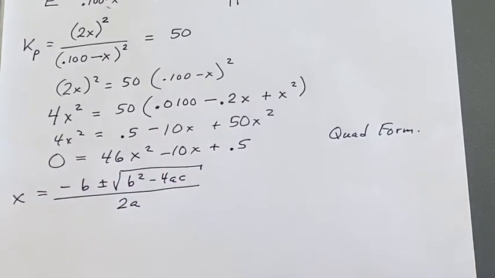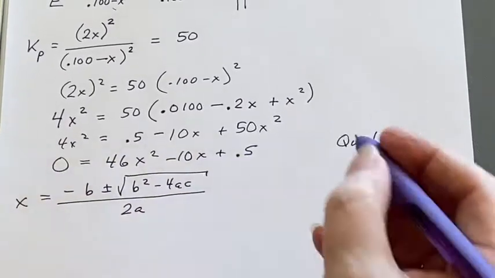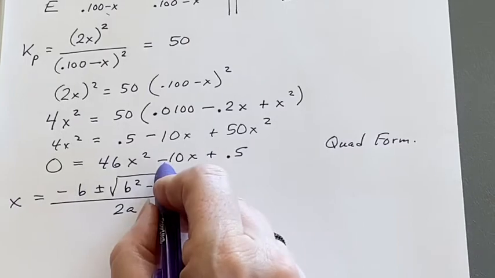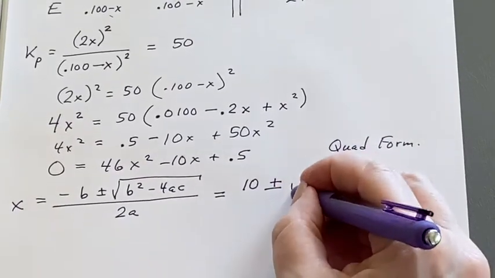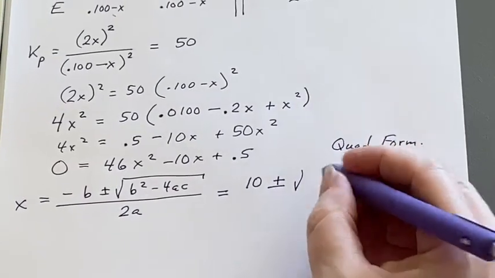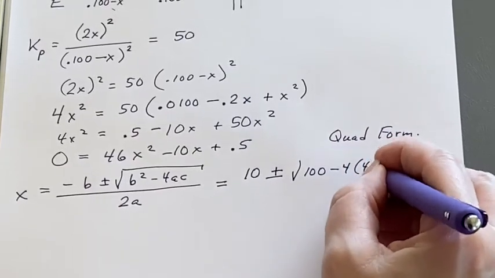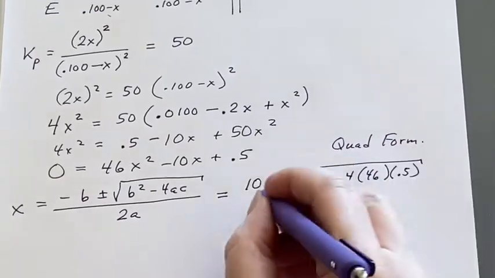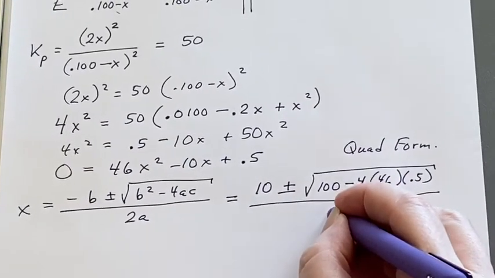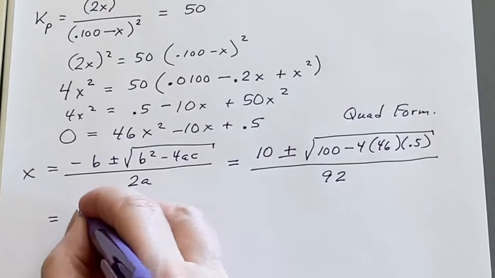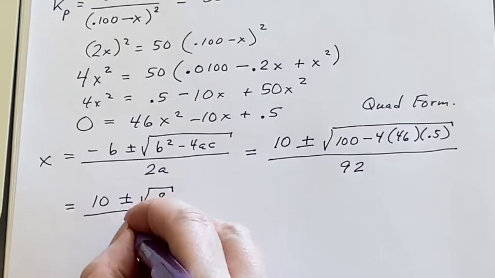And then I would just have to identify what all these are. That's a, that's b, and that's c. So let's put those in there. This is a minus, that is okay, so I'm going to have a positive 10. Plus or minus, and this might make you nervous, as well it should. B squared will be 100, and then minus 4 times a and times c. And then over 2a, so 2 times 46 is 92. This ends up being 10 plus or minus the square root of 8 over 92.